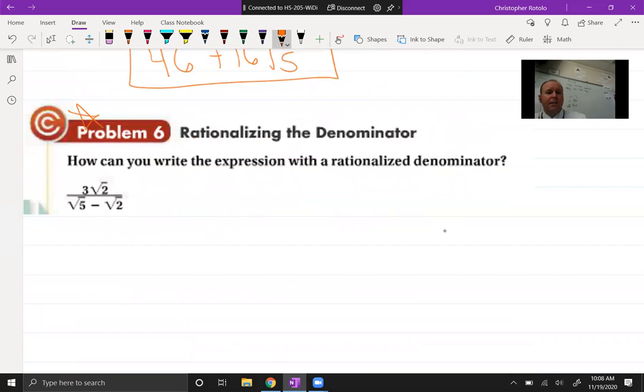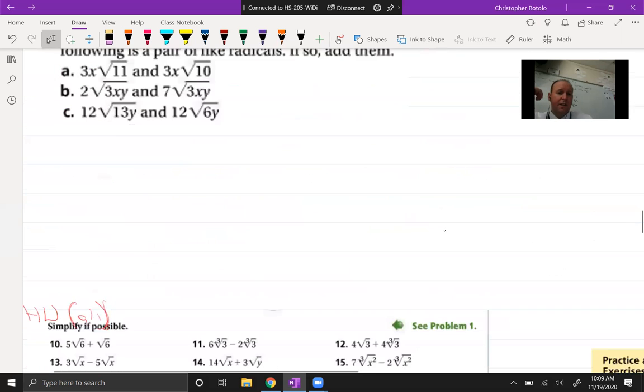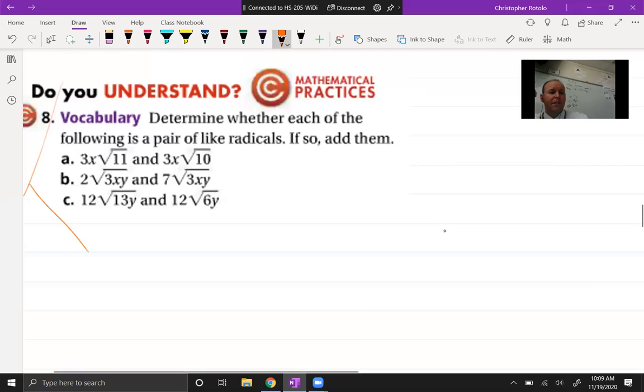All right, rationalize the denominator. We're going to hit on this later on this year. We're not going to deal with this just yet. So we could skip over those. And yeah, so let's see if these can go together. Right? If so, we want to add them.